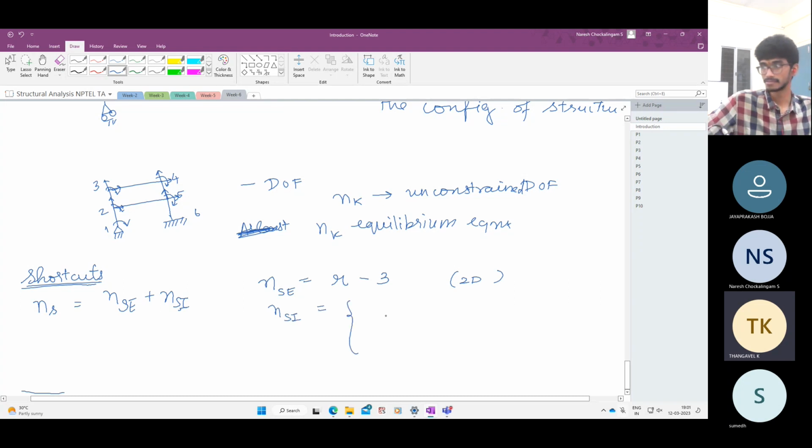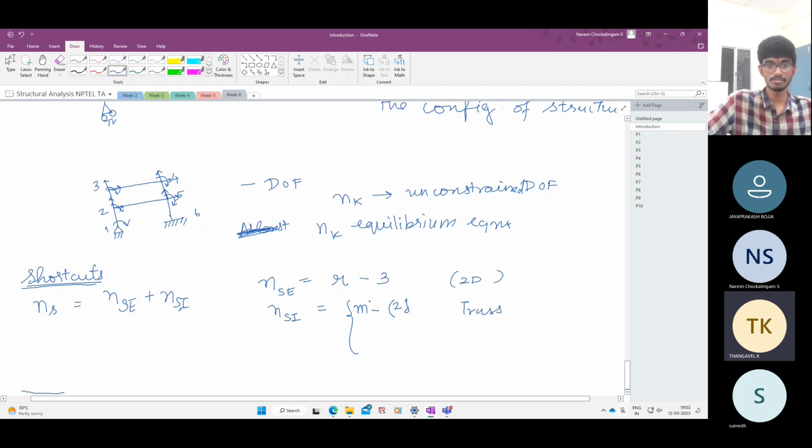And what is NSI? This depends on the type of structure. If you have a truss, how many equations are you falling short of? If there are m number of members, the forces in each of the members are unknown. So you have m unknowns, minus how many equations you have? You have 2j equations, the vertical and horizontal equilibrium of every joint. So there are 2j equations, but are they enough?